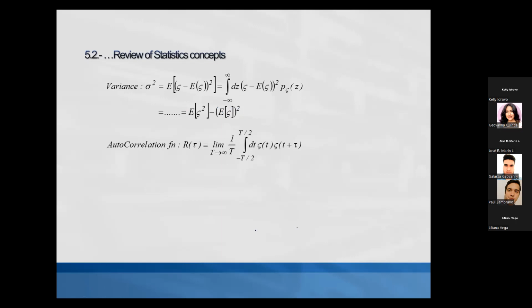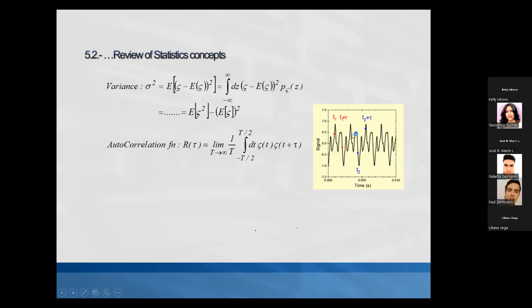This is the definition of another very useful function in this area. It is what we call the autocorrelation. Auto means that with the same function, how it is correlated to itself, right? So what we do is we multiply the function by the same function, but shifted with a certain time interval. And this is what I'm saying here.